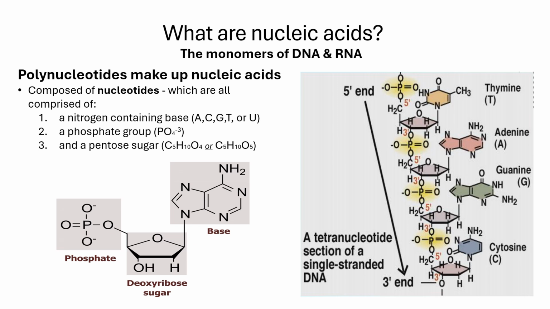Nucleic acids, well, they are the monomers of RNA and DNA. So they're composed of nucleotides, which are all composed of one nitrogenous base, either adenine, cytosine, guanine, thymine, or uracil, a phosphate group, and a pentose sugar. So these are going to be covalently attached to one another. And then in DNA, you'll see that the nucleobases will actually have a hydrogen bond to one another. So you can see here a tetranucleotide, which means there's 4 nucleotides stacked together. These can create a chain of polynucleotides, which will eventually become a nucleic acid, which will form our DNA and RNA.